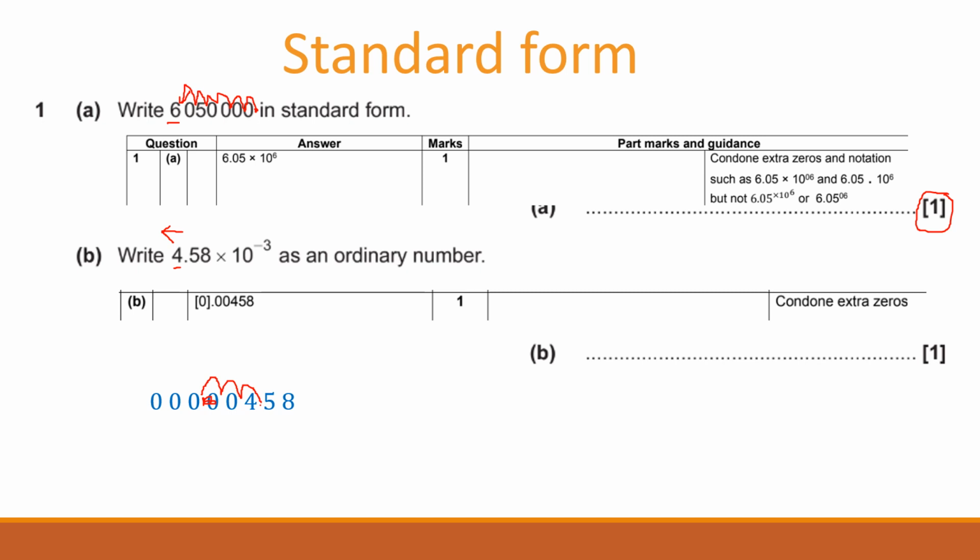Now in the answer here, it's got a square bracket around the 0. That just means that it is optional. You didn't have to put that 0 in. So if you put 0.00458, you are correct. If you put extra zeros in, this word condone means allow any extra zeros that were added. Like in my question here, I've got 3 extra zeros at the beginning. That's absolutely fine. This question is worth 1 mark, so you can see here at the end it tells me it's worth 1 mark. For the mark scheme, you can see the 1 mark is awarded here, and in part A, the mark is awarded here. So in total for this question, it is out of 2 marks.